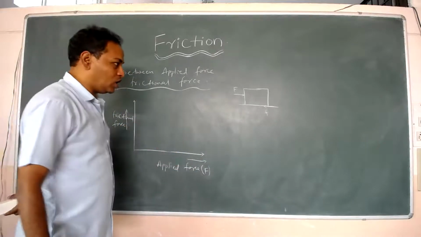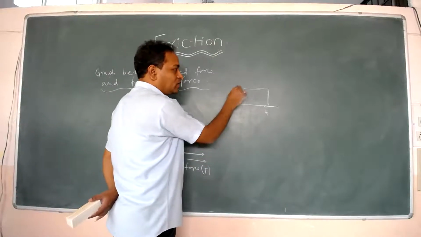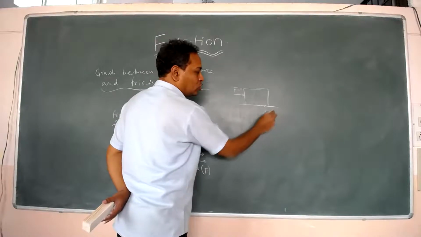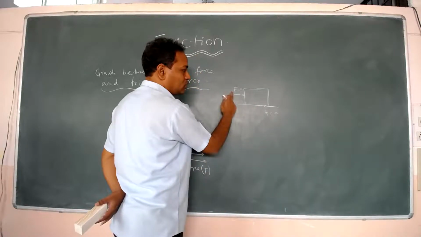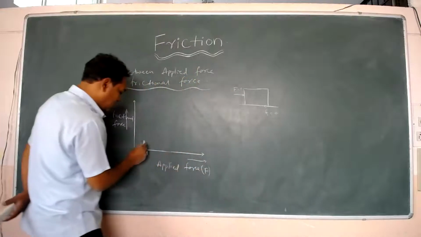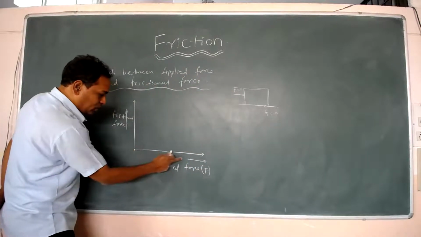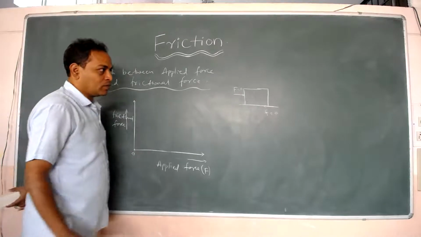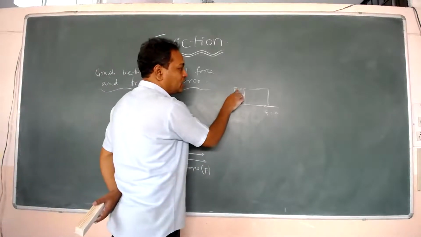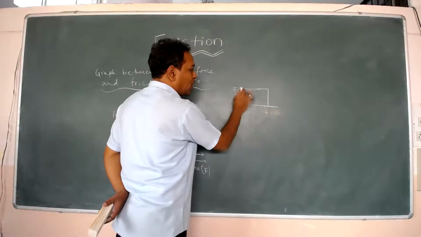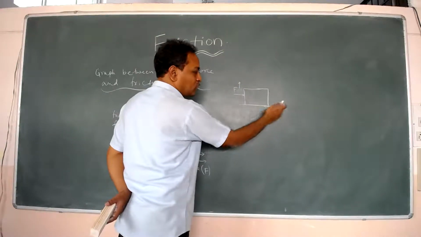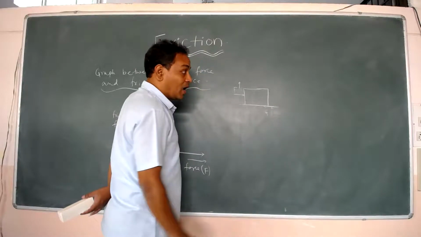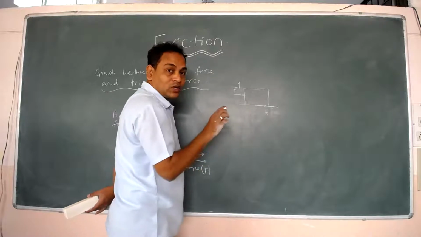In this case, when F is equal to 0, during that time the frictional force is also 0. Both are equal. That means initially both are at the origin. Therefore, as the applied force is increasing, the frictional force in the opposite direction also keeps on increasing. How long will it increase? Until the body is just about to slide.